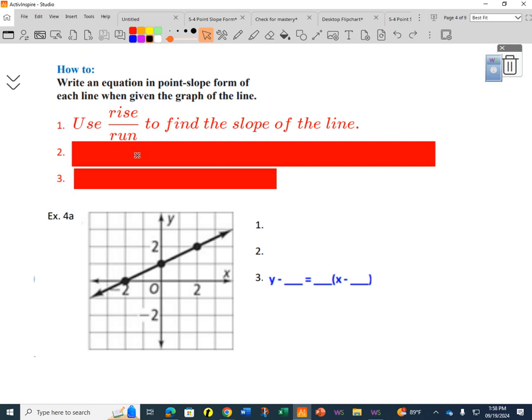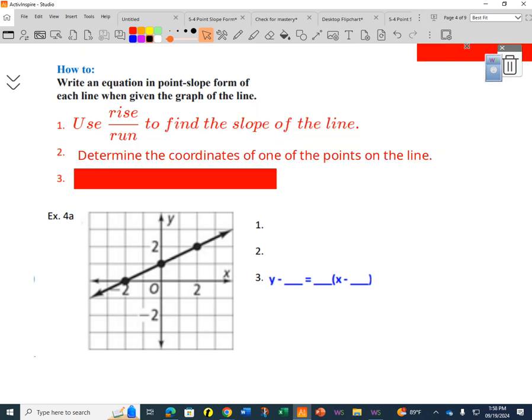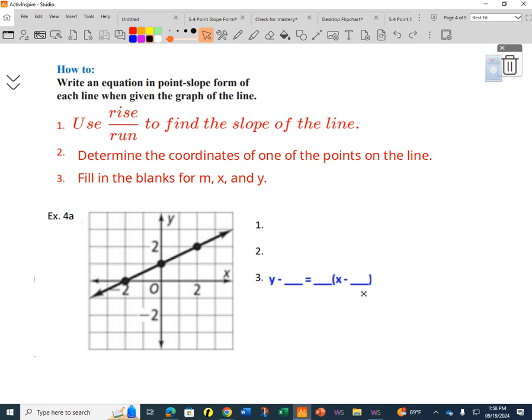We're going to use rise over run to find the slope of the line. We're going to determine the coordinates of one of the points on the line. It doesn't matter which one. And then we're going to fill in the blank here. So I can use any 2 points.